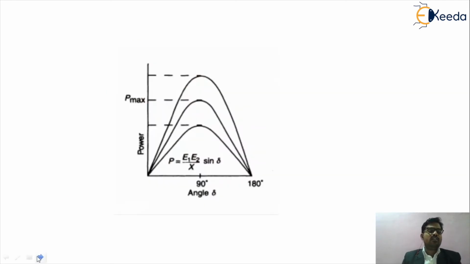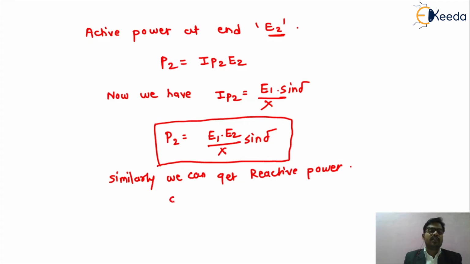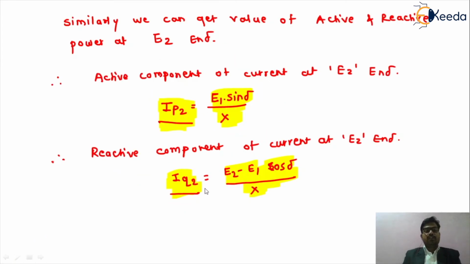Similarly, friends, we can get the value of the reactive power. This is active power; now we get the reactive power. For reactive power, we just substitute the value of IQ2 into E2. We have the value of IQ2 previously. The value of IQ2 is E2 minus E1 into cos del divided by x.